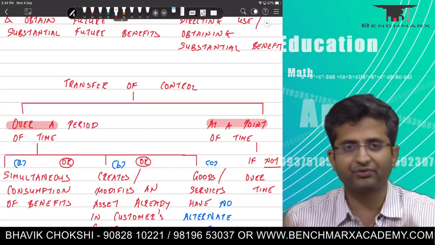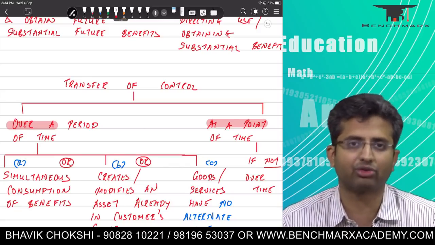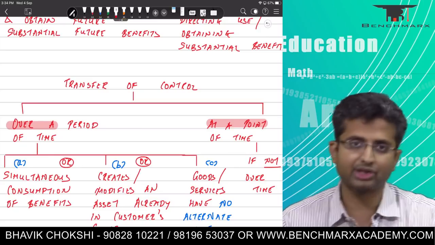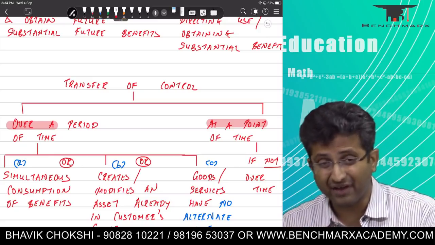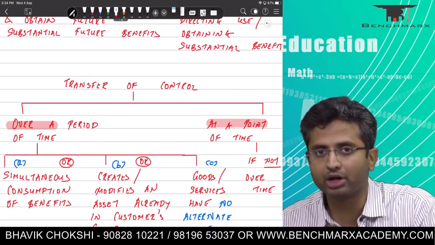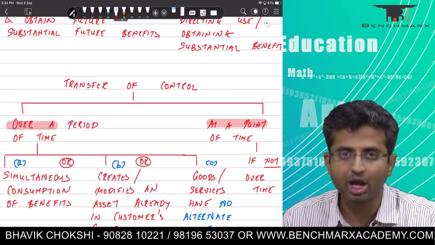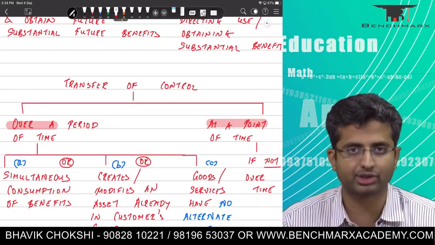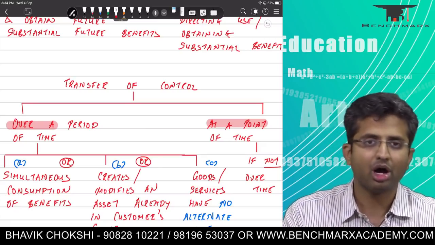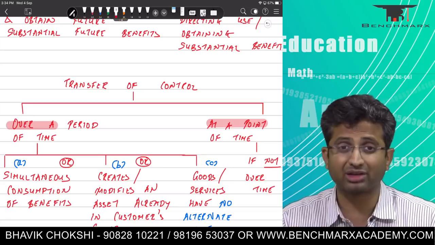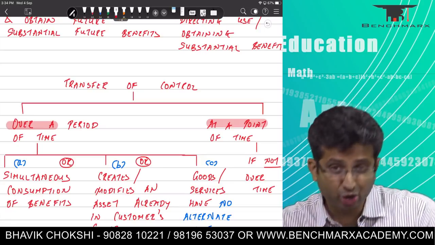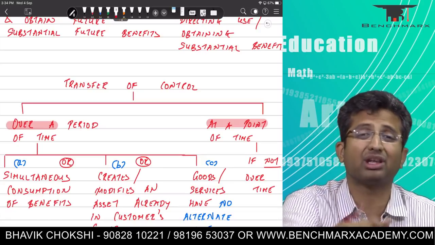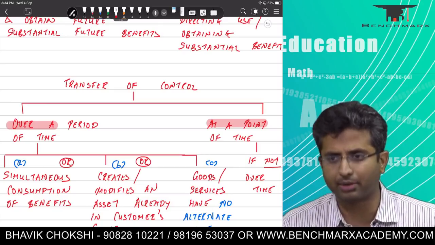Now how do you figure out whether there is a simultaneous transfer or not? The standard says that you should look at the fact that if a new service provider is appointed midway, will he have to redo the entire work, or can he start where the old person left? For example, if you were into a gym contract and after 3 months the gym gets acquired, the new gym will offer you membership for the remaining 9 months, not for the entire 12-month period.